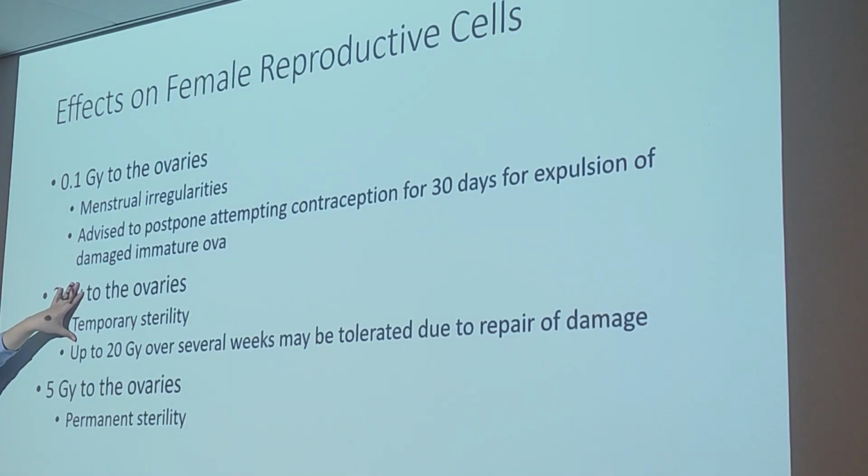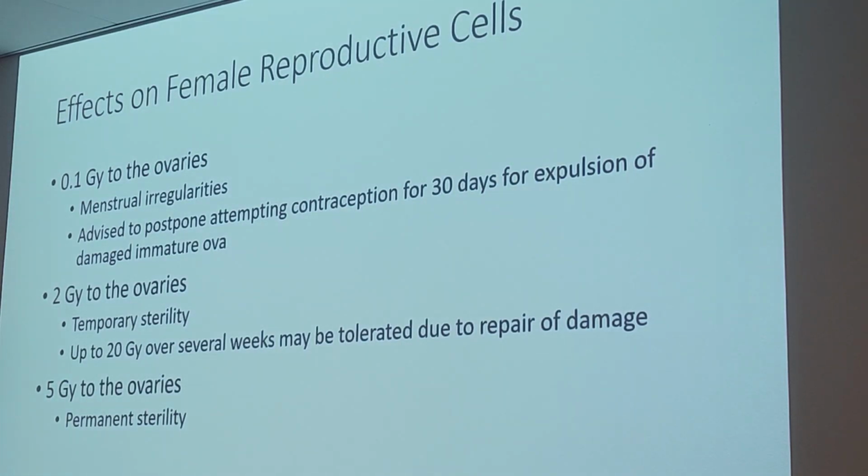Okay, 2 grays, temporary sterility. Same thing, right? So temporary sterility at 2 grays. Now, here's an interesting concept to keep in mind. I think I have it later as well in one of the other units, but I'm going to throw this word out now just so that you get used to it. Fractionation.